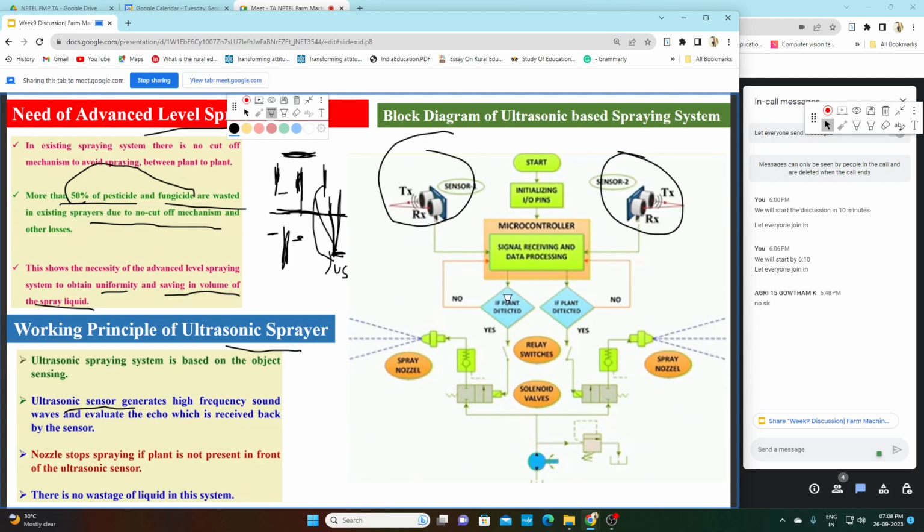But if the plant is detected, like here, then the relay switches will get connected, and by this the solenoid valve will spray the required chemicals to the plants. And if the plant is not detected, then the ultrasonic sensor will send this information to the microcontroller, and there will be no actuation of this spray mechanism.